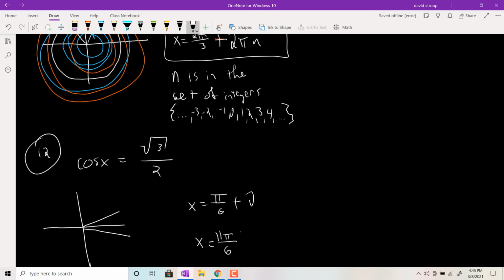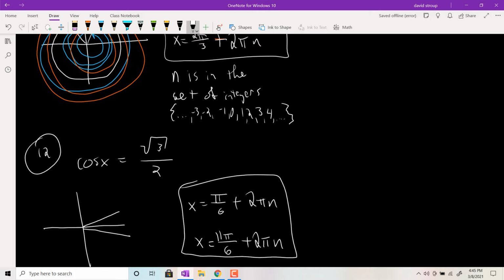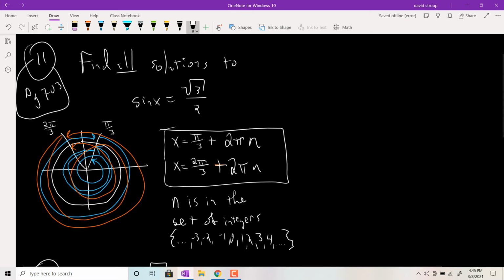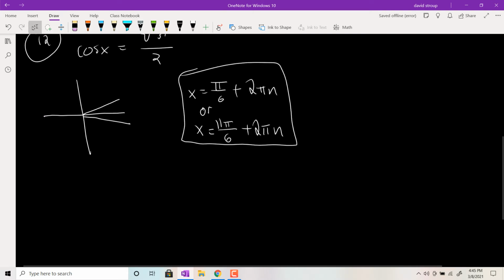And then just add in multiples of 2 pi, which is 2 pi n. Okay, so those would be your solutions. So x equals pi over 6 plus 2 pi n, or, and maybe we should put an or in there, or from the other one. So or in here.